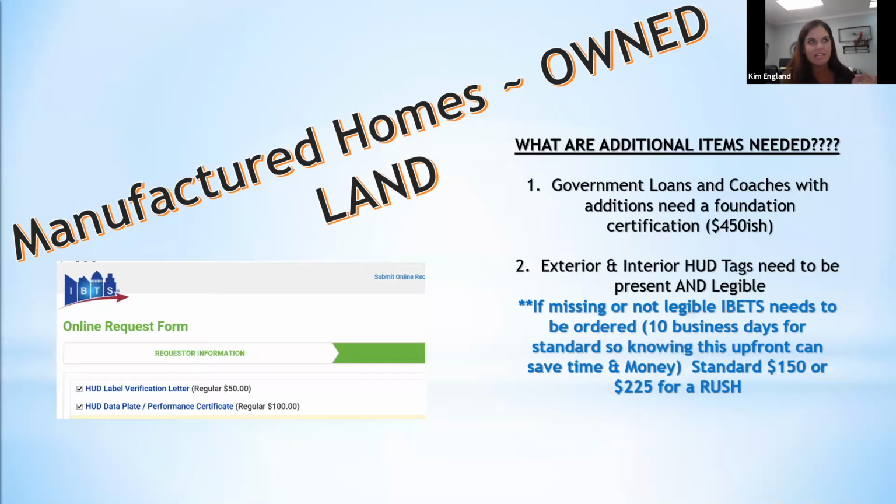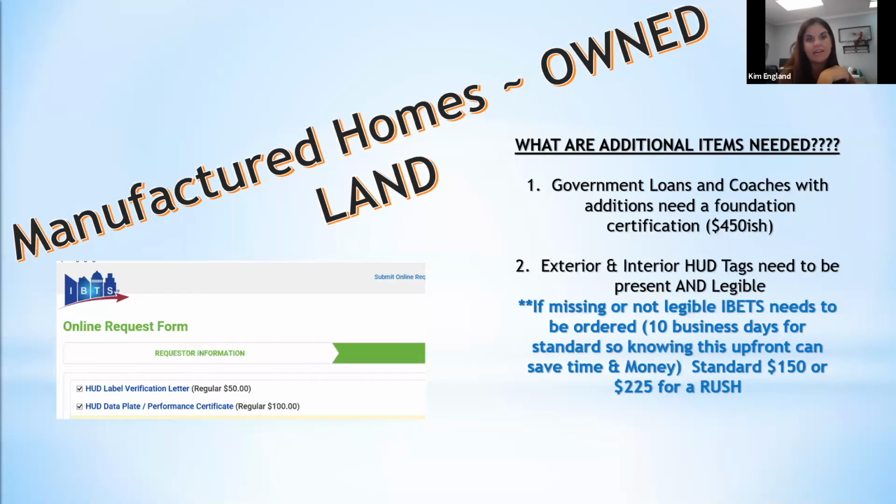I've seen it in the electrical box. I've kind of seen it in different areas, different homes, but it's important that it's there. If one of those or neither of those are there and legible, then we have to order what's called IBET certificates, which ranges anywhere from 150 for both up to about 225 if a rush is needed. Ordering IBET, right now it's 10 business days with COVID. I think that they're all working remote too, but it's 10 business days standard. So knowing that up front is important.